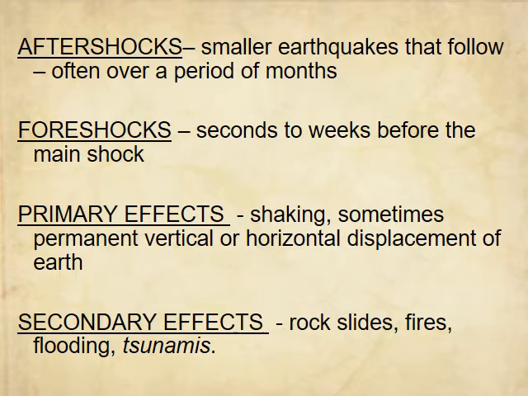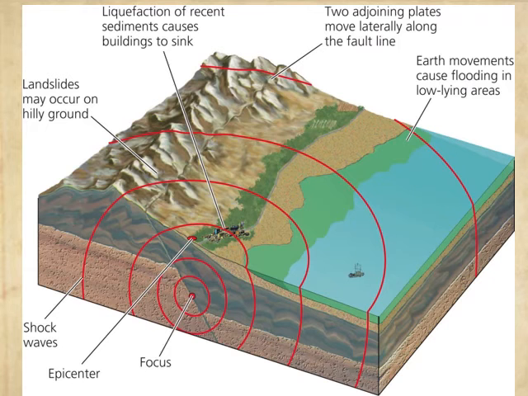Aftershocks are quakes that come after. Foreshocks are seconds or weeks before the big main shock. Think about cracking your back. You know, you get some little cracks, and then sometimes you get that big one, and you're like, ah, there it is. Okay. Your primary effects are the shaking. Your secondary effects are rock slides, fires, effects of the actual primary effects.